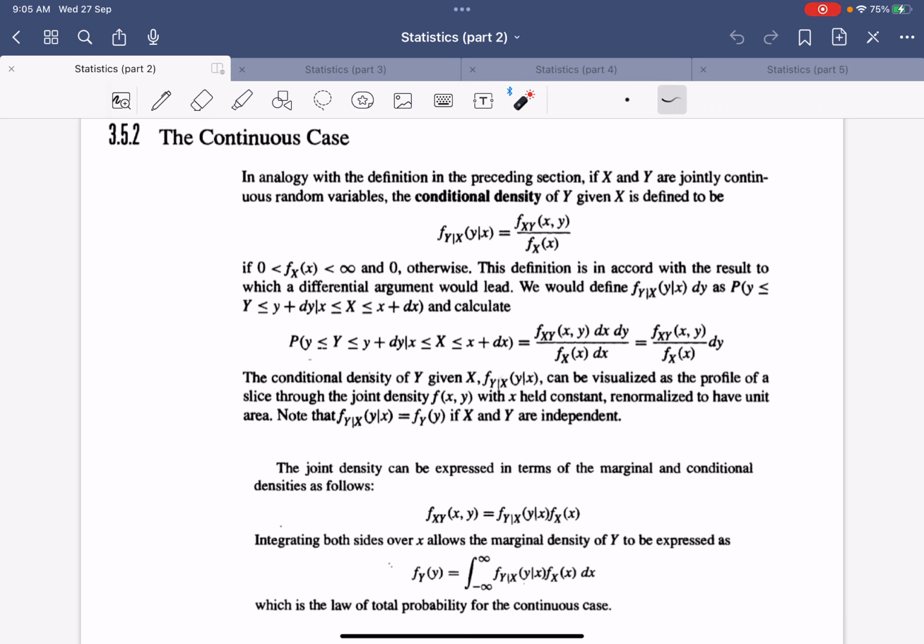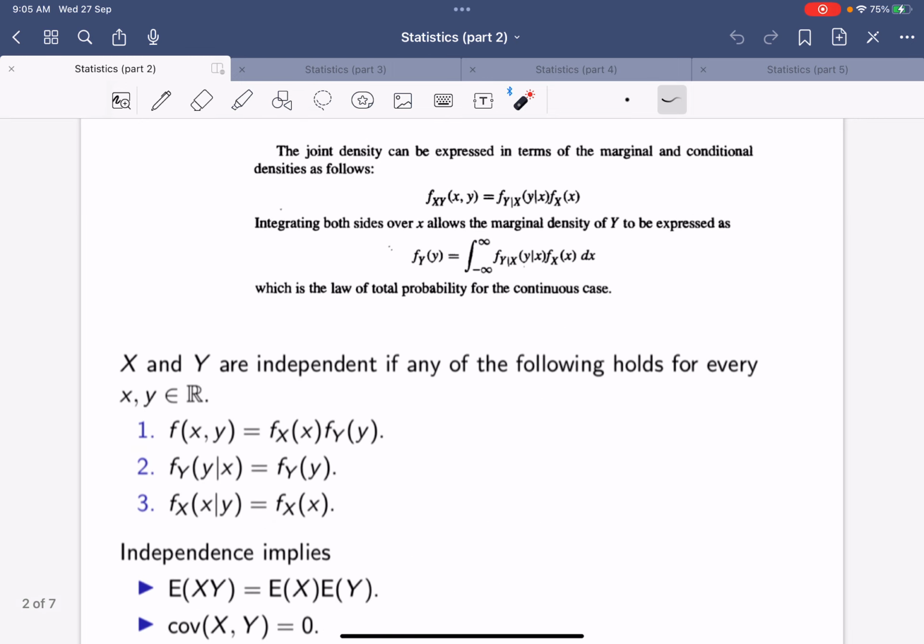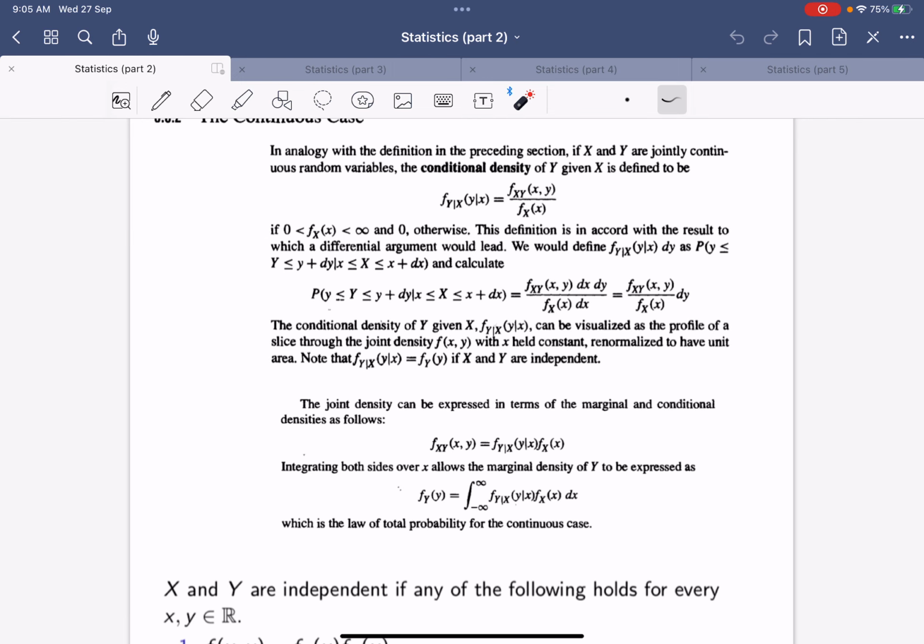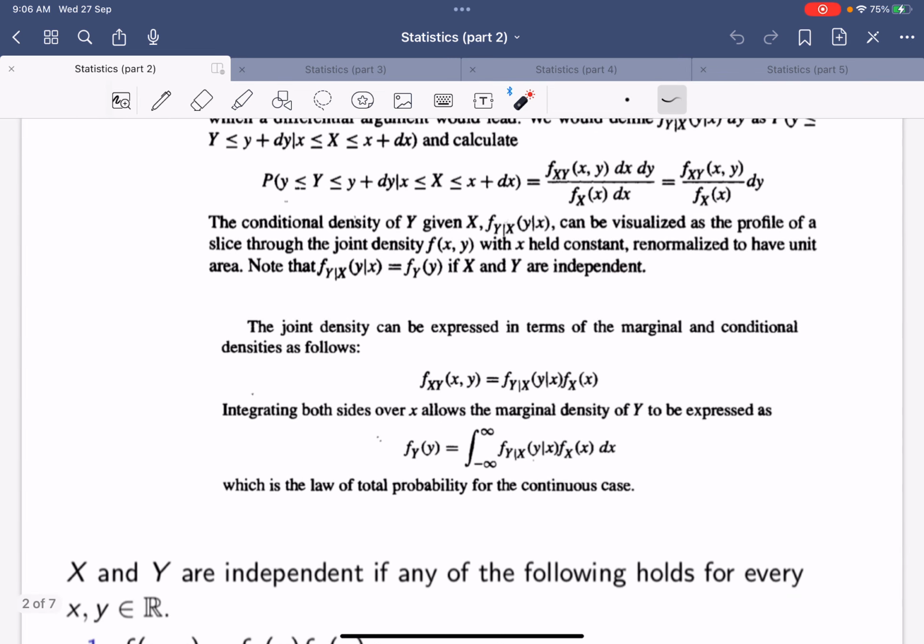As for the continuous case, as always, instead of a sum, we use an integral. So the conditional density is just the joint density over the marginal density. It's nothing too difficult. One thing to remember is that if x and y are independent, then the conditional equals the marginal distribution. The marginal and conditional distributions can be related in the following sense: the joint distribution equals the conditional times the marginal.